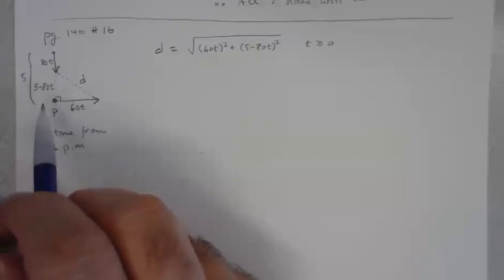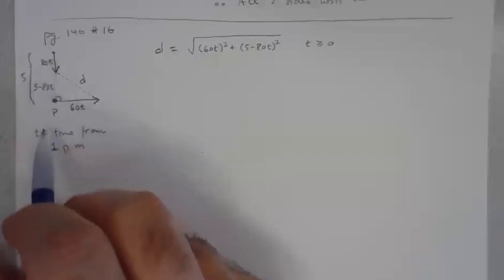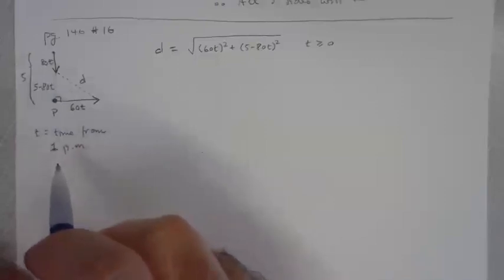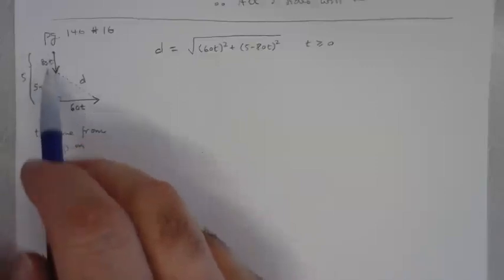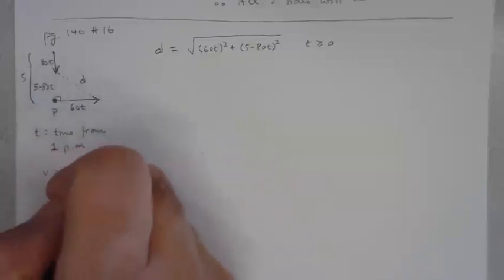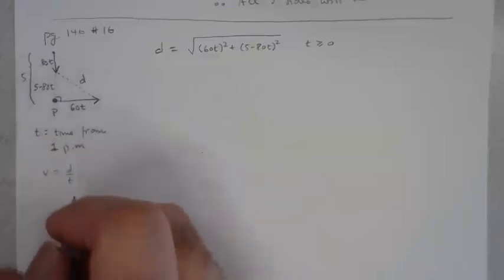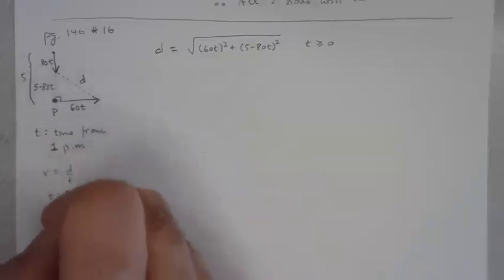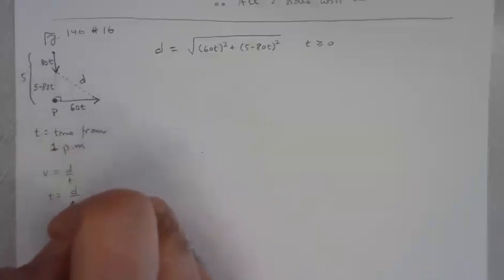I guess we should do it. So 5 kilometers at 80 kilometers an hour. So again, remember, if you're not sure, V equals D over T. And so if you're looking for the time, T is equal to D over V. Okay, so what is 5 divided by 80?